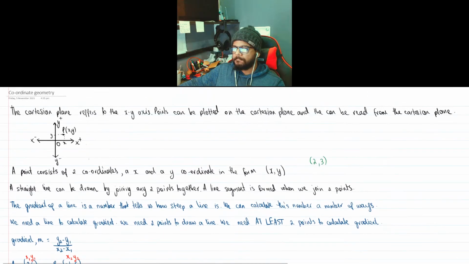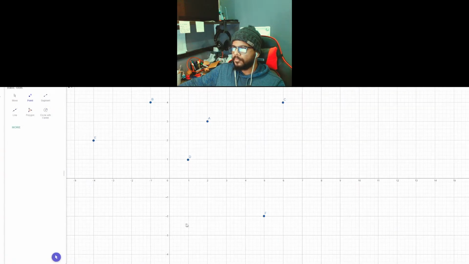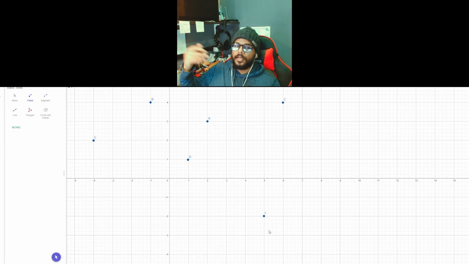Now, I have plenty points here. A, B, C, D, E, and F. And I need to figure out, well, not need to figure out, right? Coordinate geometry deals with the graph. And anything we can draw in the graph, we must have a mathematical relationship for them. So the first thing we will learn to do in the xy axis, after plotting points and reading off points, is deal with straight lines.